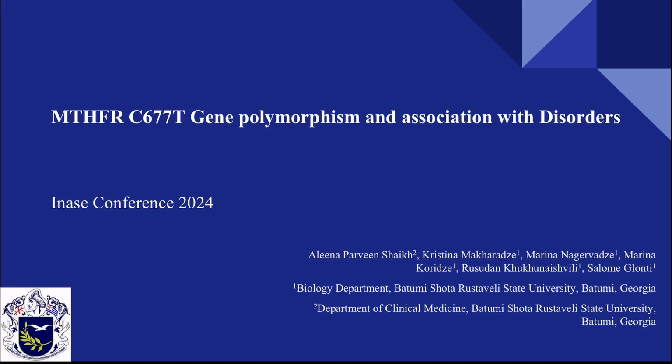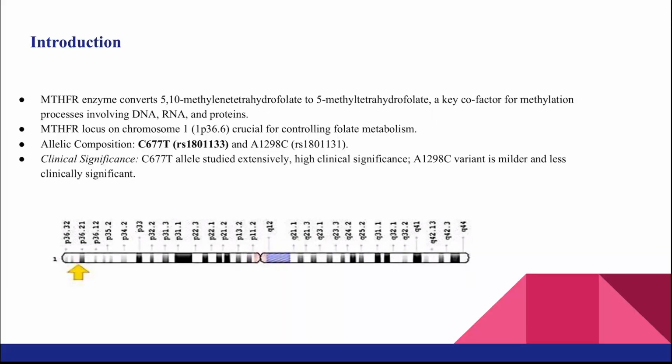And today, me and my colleagues are going to present a small review article on MTHFR gene polymorphism and its association with disorders. So, what is the MTHFR gene? MTHFR is the methylene tetrahydrofolate reductase enzyme, a very important enzyme and cofactor for methylation processes of various DNA and RNA. Its gene, the MTHFR gene, is located on chromosome 1 on the P arm, and it is very crucial for controlling folate as well as homocysteine metabolism.